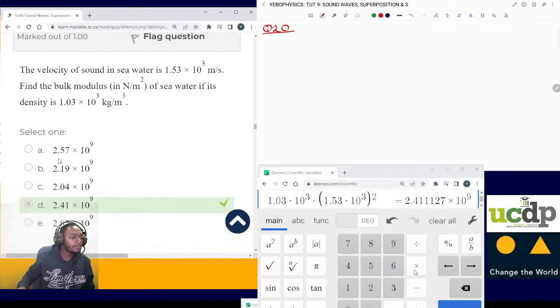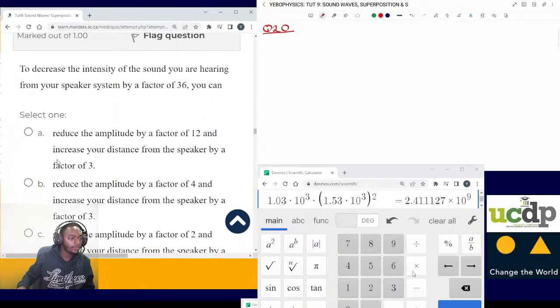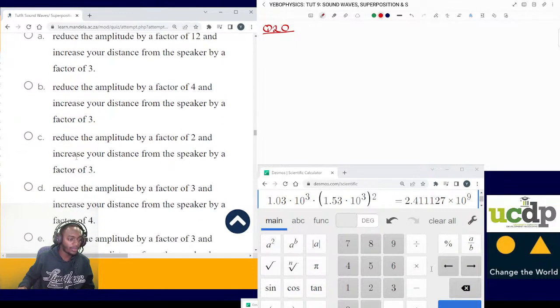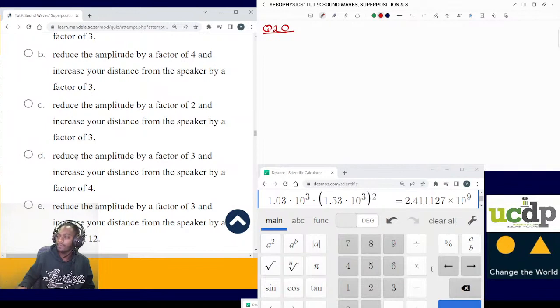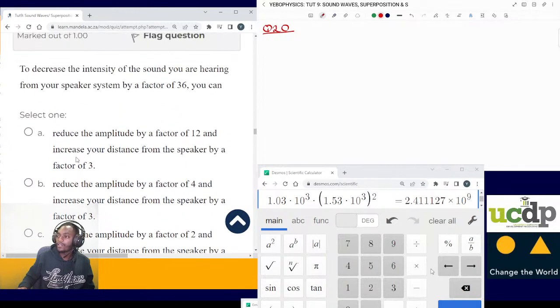Question 20 reads, to decrease the intensity of the sound you are hearing from your speaker system by a factor of 36, you can reduce the amplitude by a factor of 12 and increase your distance from the speaker by a factor of 3, and so on. So there are a number of possibilities. There are 5 options that we've been given, and our intention is to decrease the intensity of the sound by a factor of 36.